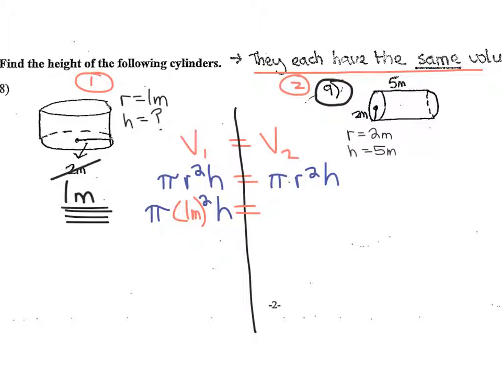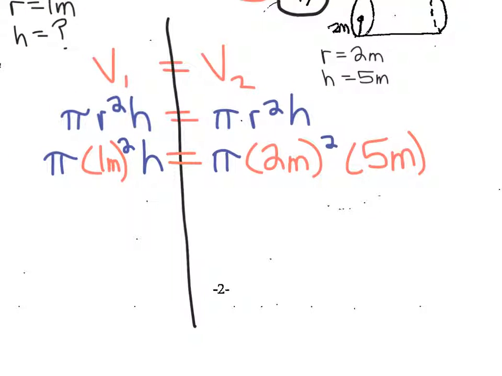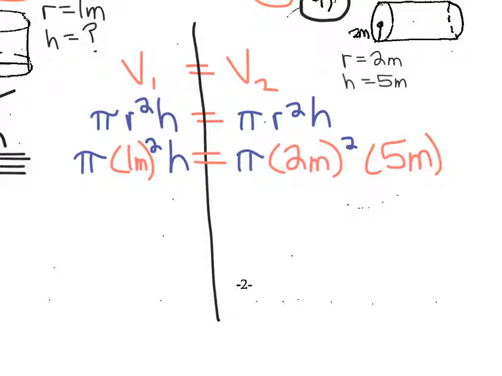Now for the second cylinder, we actually have everything, which is great. So we have pi for the second cylinder times our radius, which is 2 meters squared, times the height, which is 5 meters. Okay, so basically we just plugged in everything that we know, and we set both cylinders' volume equal to each other so that we can solve. So I'm going to go ahead and expand this out so you guys can see this a little better. So on the left we have pi times 1 meter squared, which is just 1 meter times 1 meter, and then we have times the height.